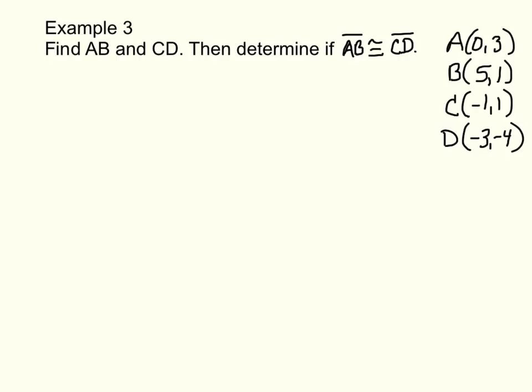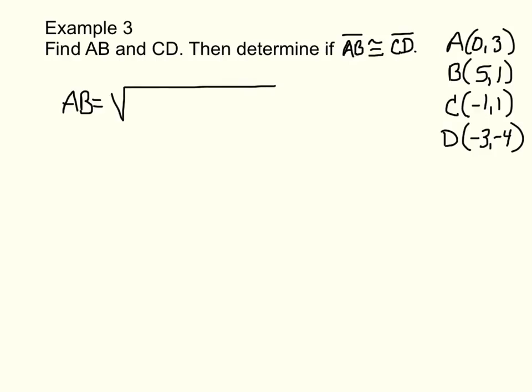Example number 3, we're going to use the distance formula. Find the length of AB and CD. Notice right here that we do not have segment symbols, so that means we need to find the length. Then determine if segment AB is congruent to segment CD. So we first have to find the distance from A to B, which is the length, and the distance from C to D. So let's use the distance formula. We're going to start with segment AB.